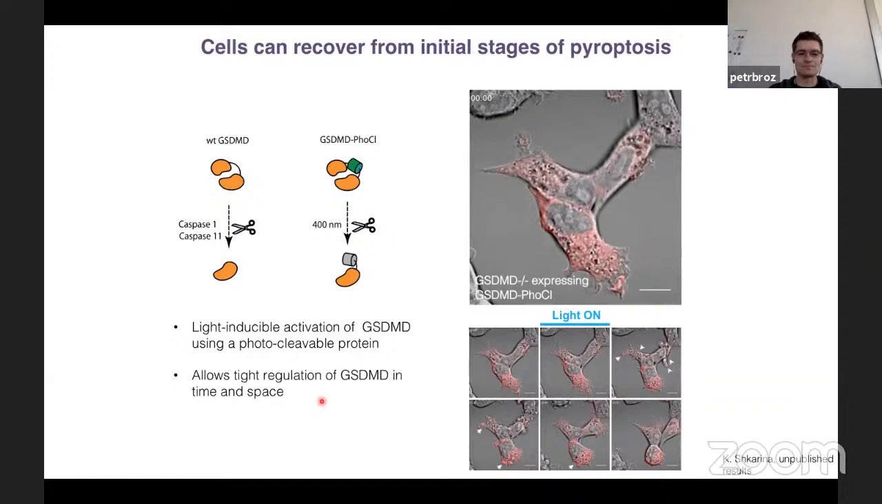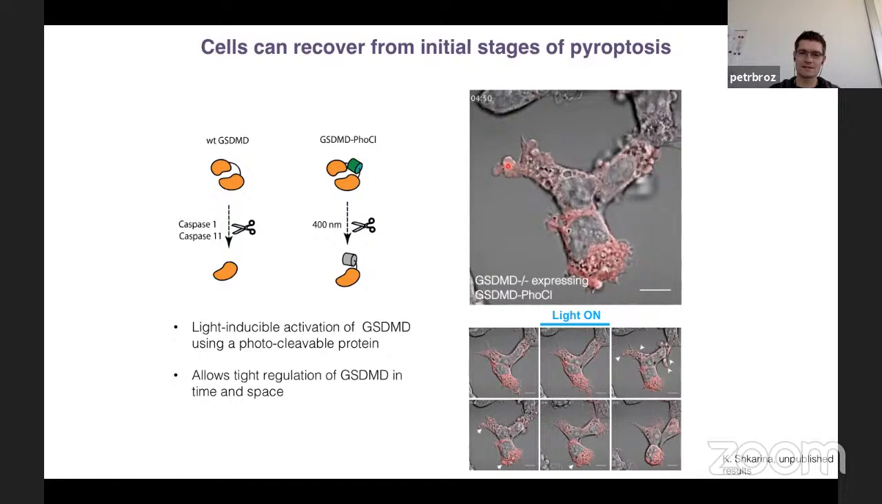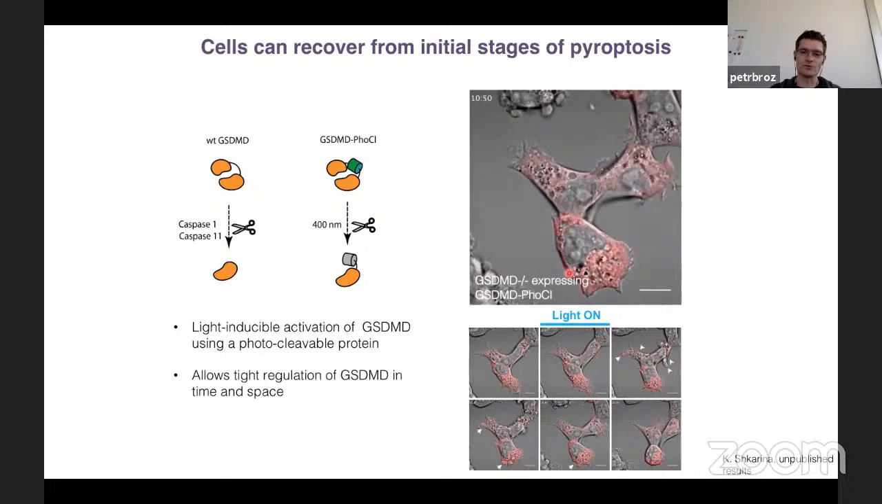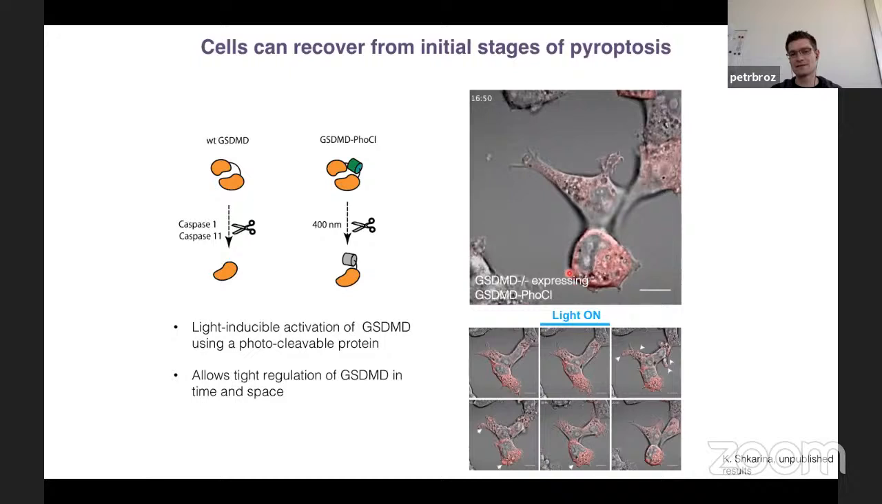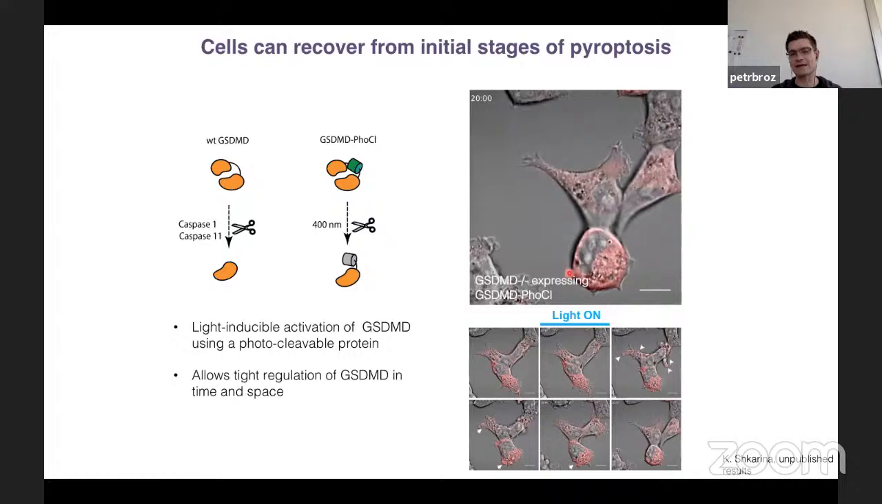In this movie, you'll see that the cells are quickly exposed to blue light. So a little bit of gasdermin D gets activated and then we turn off the light. The cells will start blebbing, as you can see here. They bleb, and once we turn off the light, they go back to normal and live on. So indeed, this suggests that these cells survive this burst of gasdermin D activation. So they can tolerate a certain degree of gasdermin D pores. And I don't want to go too much into that.